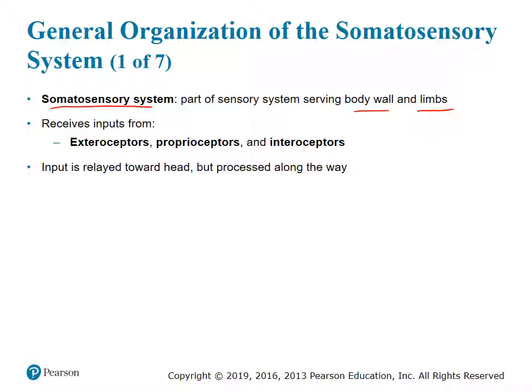So let's look at a type of reception that we have inside the body that we call the somatosensory system. These are going to be all of those types of receptors, like the external ones, the internal ones, and the ones that locate our body in space and time. They all fall into the somatosensory system.